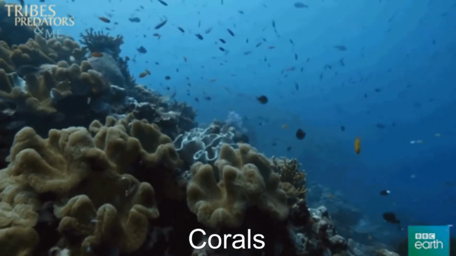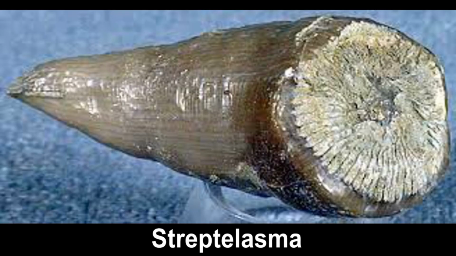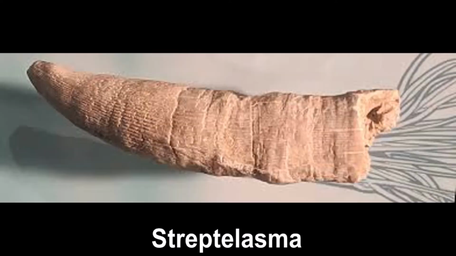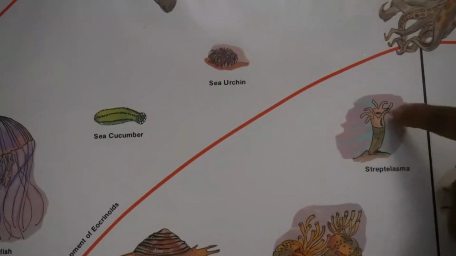The streptolasma over here, you see the streptolasma, was one of the earliest wrinkled horn-shaped corals found in abundance in seas at this time. See, shaped like a horn. Can you see it? Bending, just like a horn.